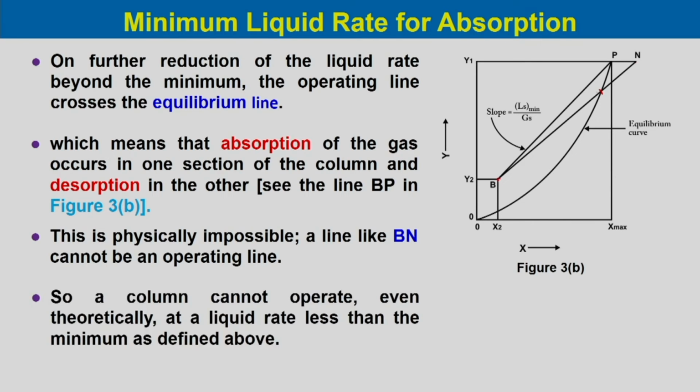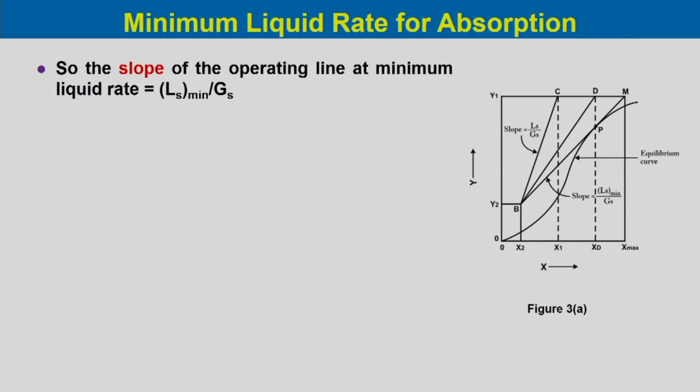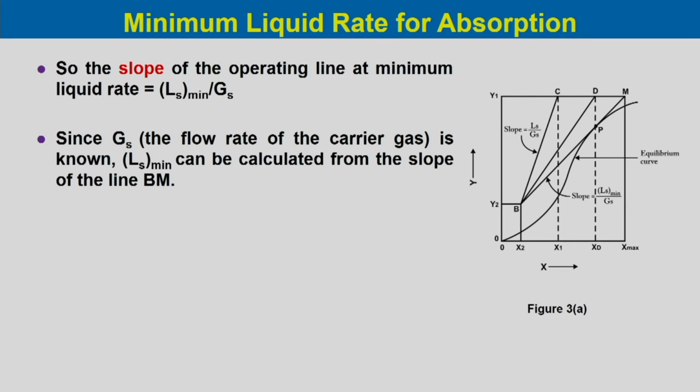So, a column cannot operate even theoretically at a liquid rate less than the minimum defined above. The minimum liquid rate is the one which touches the equilibrium curve. An absorber cannot operate below this liquid rate. The slope of the operating line at minimum liquid rate is Ls min by Gs. Since Gs, the gas flow rate of the carrier gas, is known, Ls min can be calculated from the slope of the BM line.